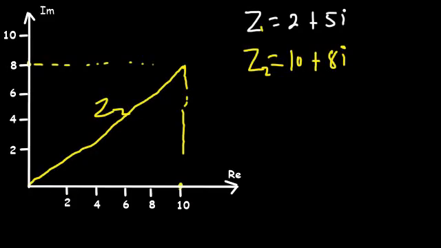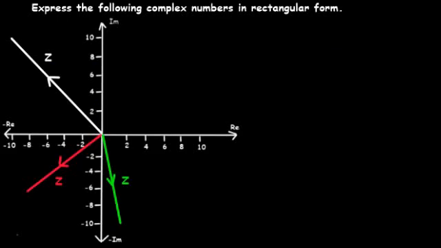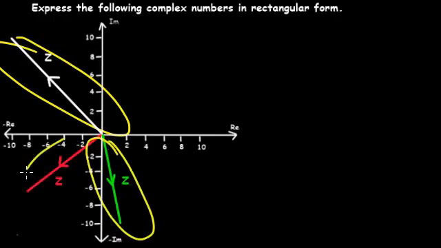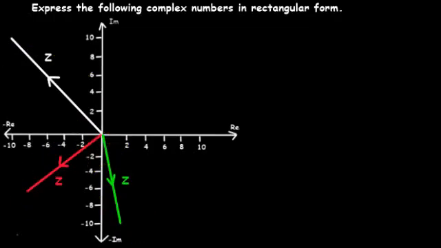There's no difference. Now that you know how to represent a complex number on an Argand diagram, what if you are given the represented complex number already and you are required to express it in rectangular form? How do you do that? Let's look into that as well. Express the following complex numbers in rectangular form. So we have the one in white color, the one in green color, and the one in red color. So we'll be using their colors to solve them. Let's start with the one with white color.